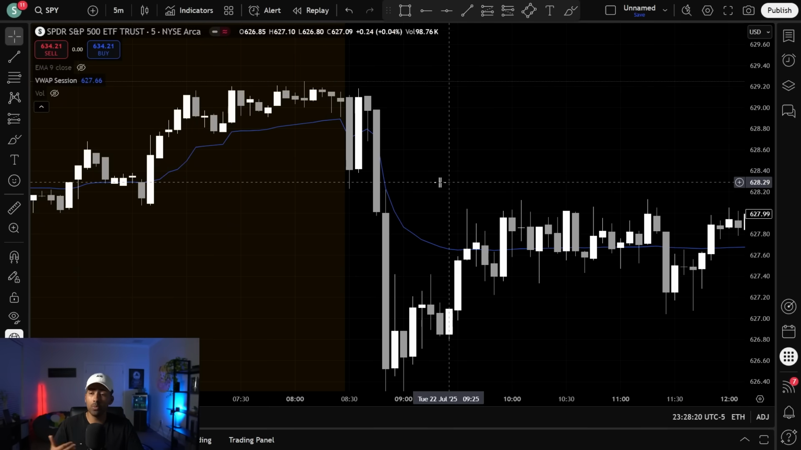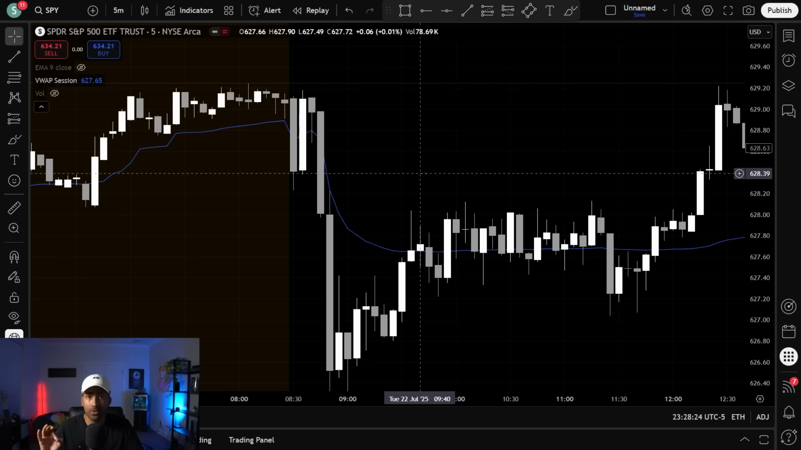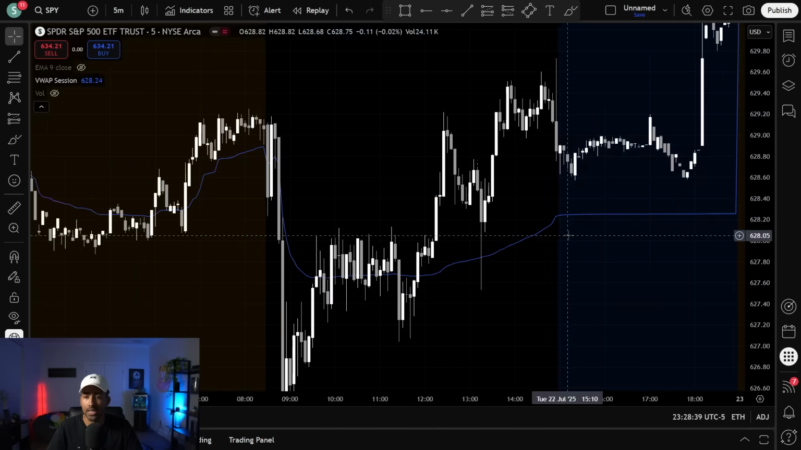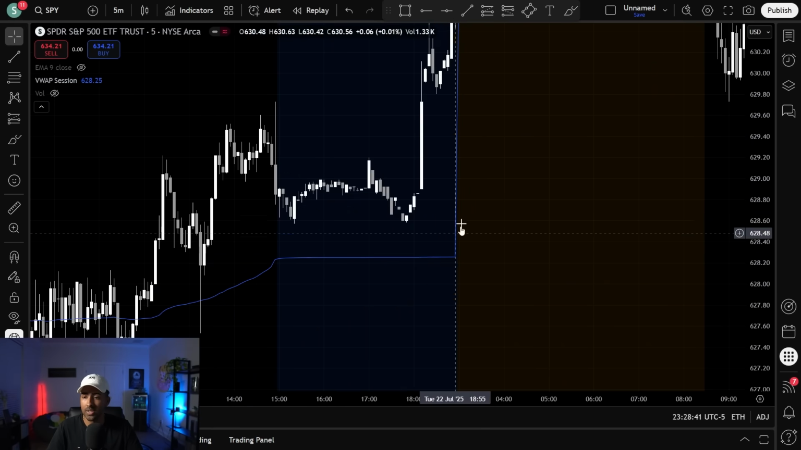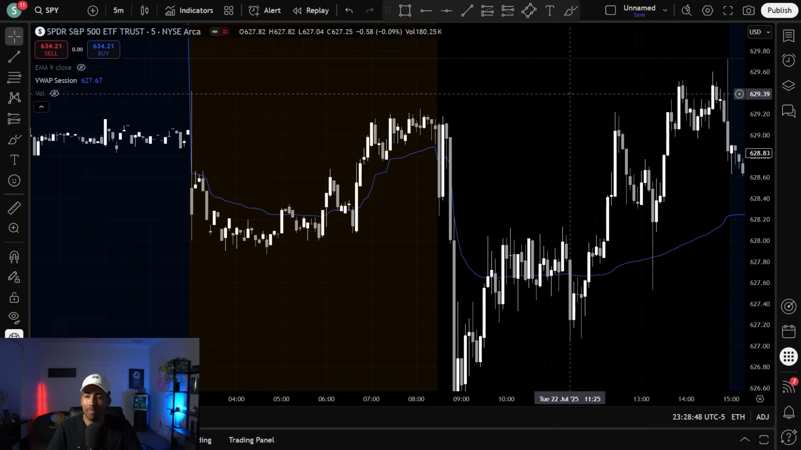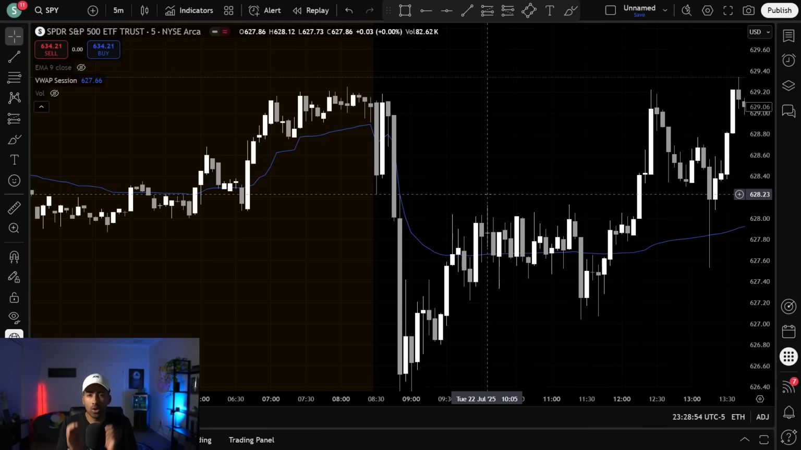So essentially, VWAP is this very small blue line here that tells you the exact average price that this stock has been trading at throughout the day. And this resets daily. As you can see, it completely resets overnight and it starts again the next trading day. The main thing to pay attention to with VWAP is that the larger purchases matter more.